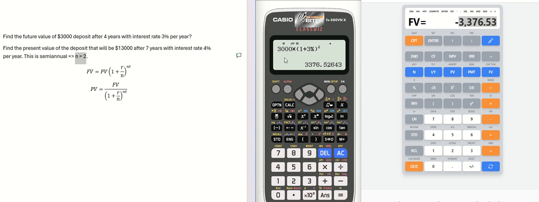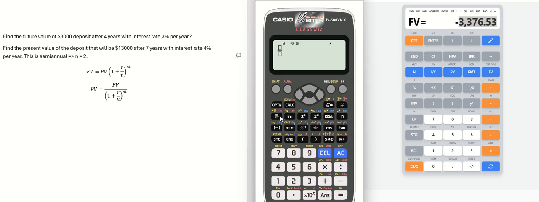So if I apply it inside this calculator, it should be like this. We have the interest rate of 4%, and that is divided by number 2. So we have 7 years, and we need to multiply by number 2. That is n equals 2. And this is the answer for this one.